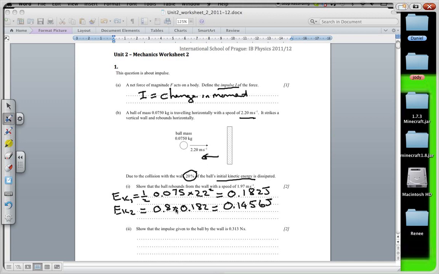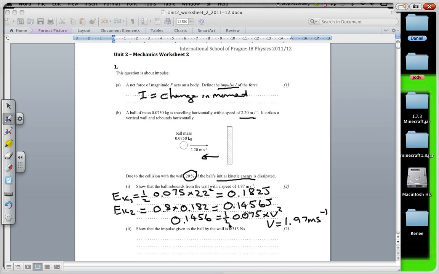So we can work out the velocity of that by putting 0.1456 equal to a half times the mass 0.075 times the new v squared. So I'm going to times that by 2 and divide by 0.075, and I get my value, and then I take the square root of my answer and I get a value for v of 1.97 meters per second.